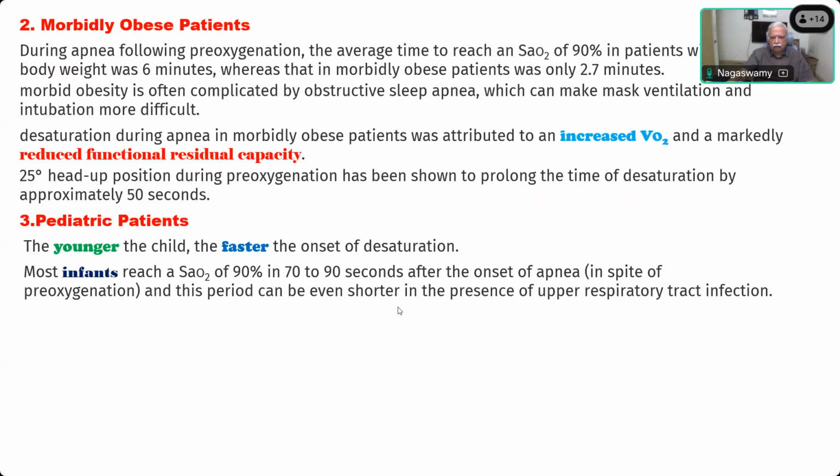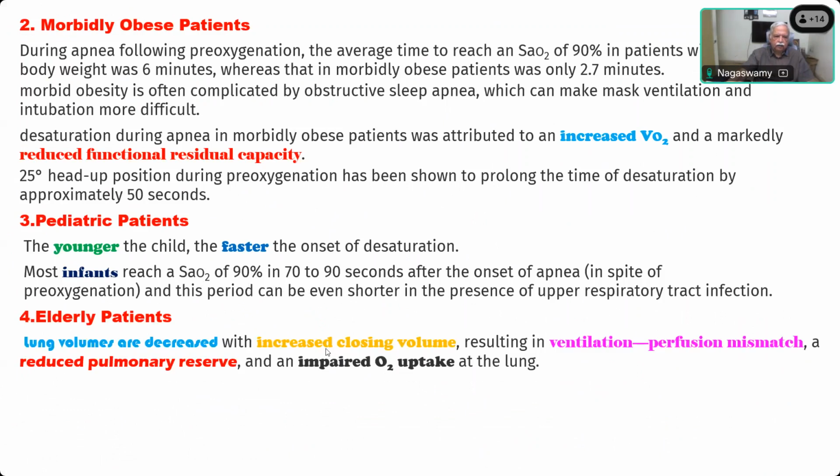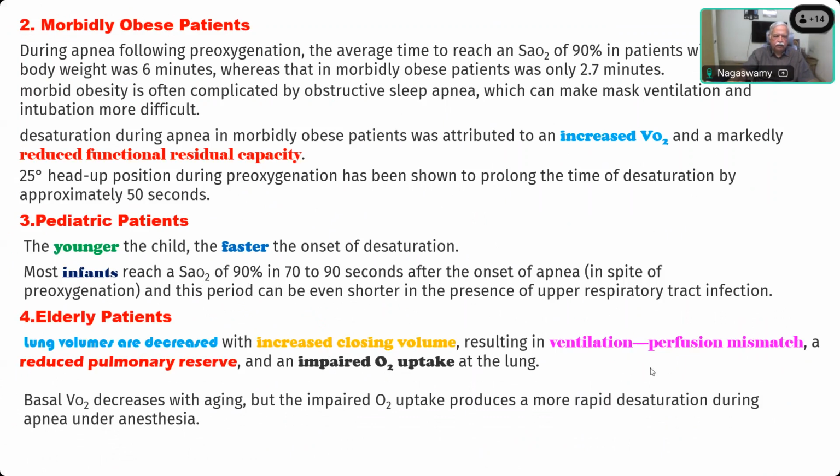And this period is shorter if there is a pre-existing respiratory tract infection. Similarly, in very elderly patients, lung volumes are decreased and closing volume or closing capacity is increased, resulting in ventilation perfusion mismatch, which is the reason for reduced pulmonary reserve and impaired oxygen uptake at the lung. So basal oxygen consumption decreases with aging, but the impaired oxygen uptake compensates for that. So they don't have enough ability to take up the oxygen, even though they don't require that much oxygen. But the inability to take up the oxygen makes them susceptible to rapid desaturation.